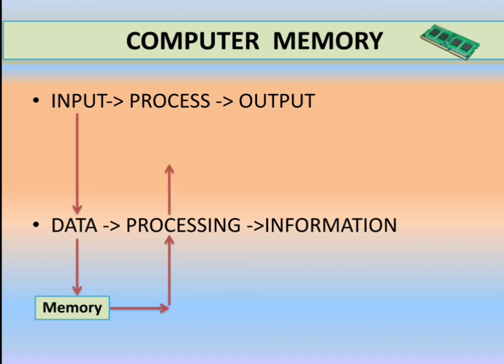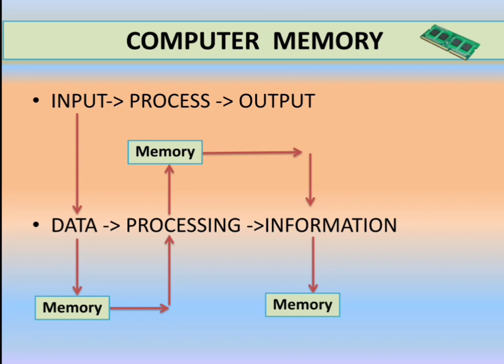Now while being processed, the computer again needs the memory here, because everything that is being processed inside the computer resides inside the computer memory. And once the data is processed, it comes out of the memory and it becomes information. Now that information is again stored inside the computer memory, and then it is given to us in the form of output. Now this is how the computer works, and this is why the computer needs the memory.